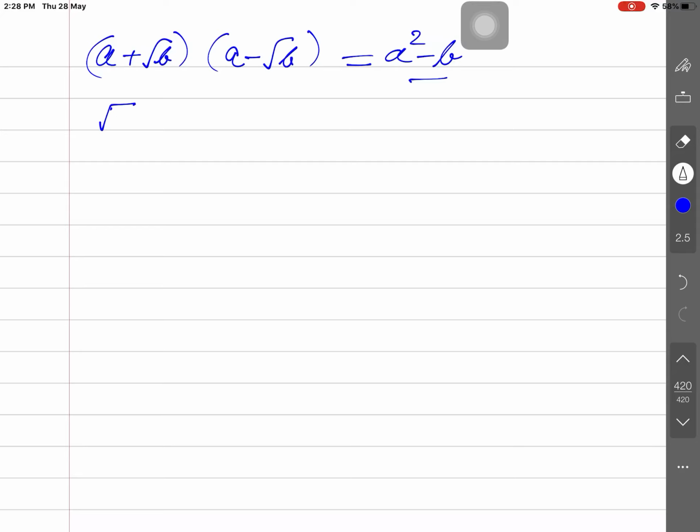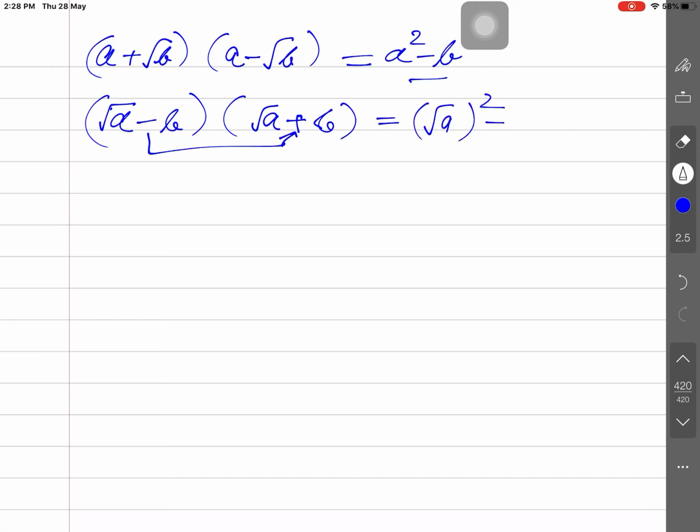Suppose it is root a plus b. Then you will multiply this by root a minus b. What will you obtain? Root a whole square minus b square, that is the a square minus b square pattern, so a minus b square. Now the term becomes rational. This process is called rationalization.